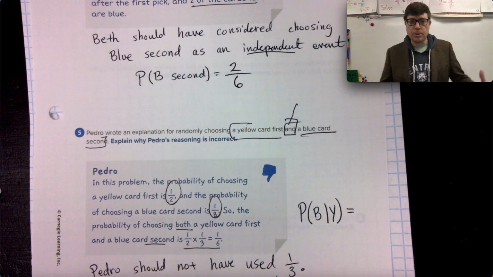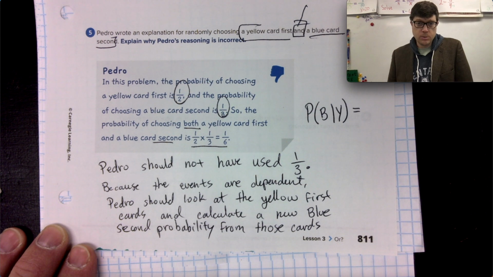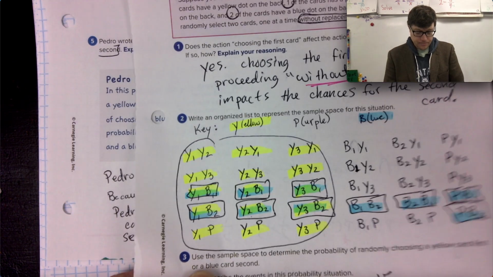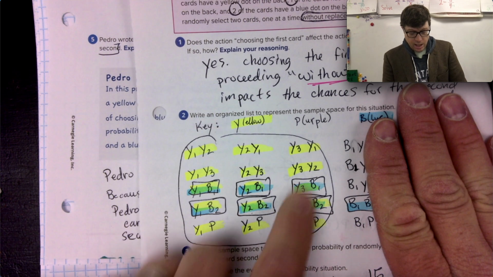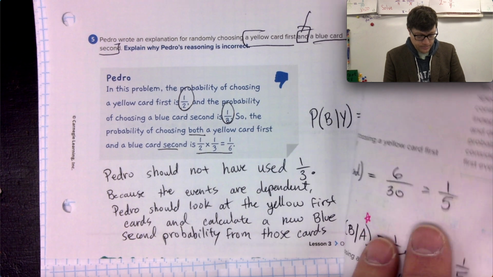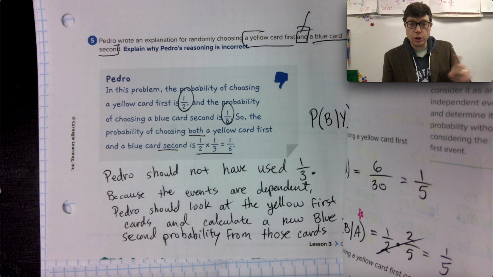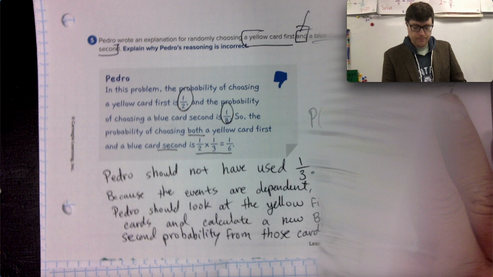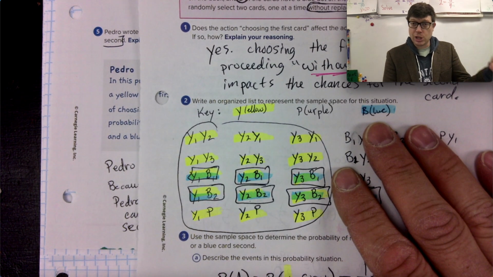So Pedro's problem is he should not have used 1/3 to perform the calculation. The events are dependent. So Pedro should look at the yellow collection first. Let me bring that back into play. Don't worry about the rest. Don't worry about over here. That's not yellow first. Look at the yellow card being drawn first. And then, of that group of yellow, calculate a new blue probability, where blue goes second, from just the yellow cards. So of the yellow cards, how many of these cards have blue being the second card?